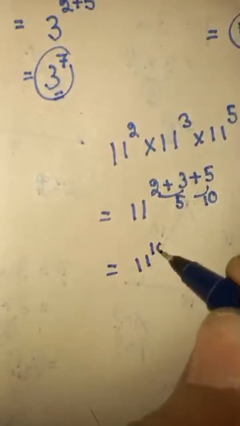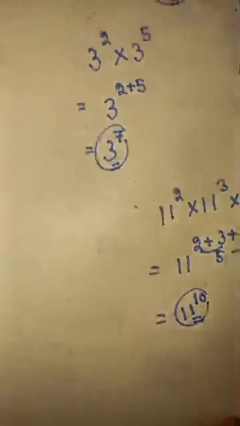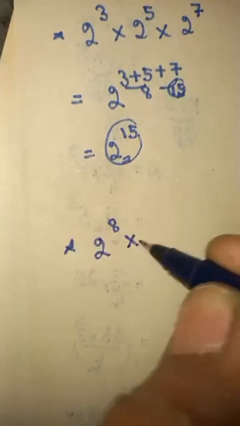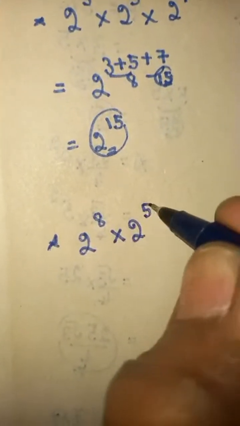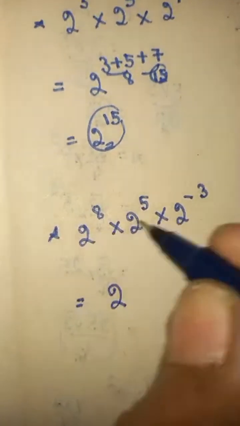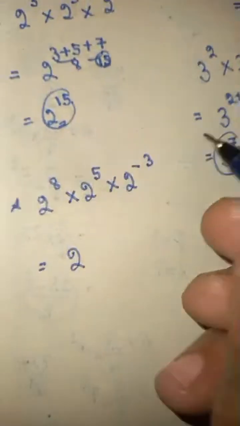And it becomes 11 power of 10, which is the final answer for this. Let's take one more problem. Here, how to multiply when they give a negative exponent: 2 power of 8 times 2 power of 5 times 2 power of minus 3. Here also, take 2 as the common base and add up the powers.